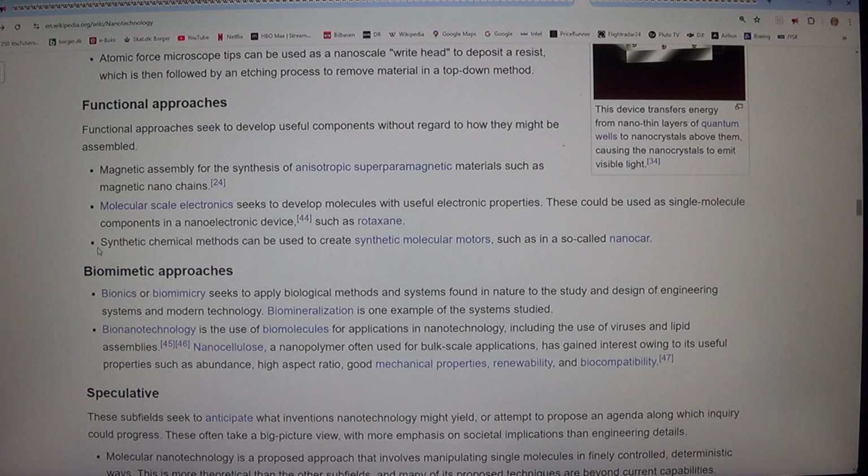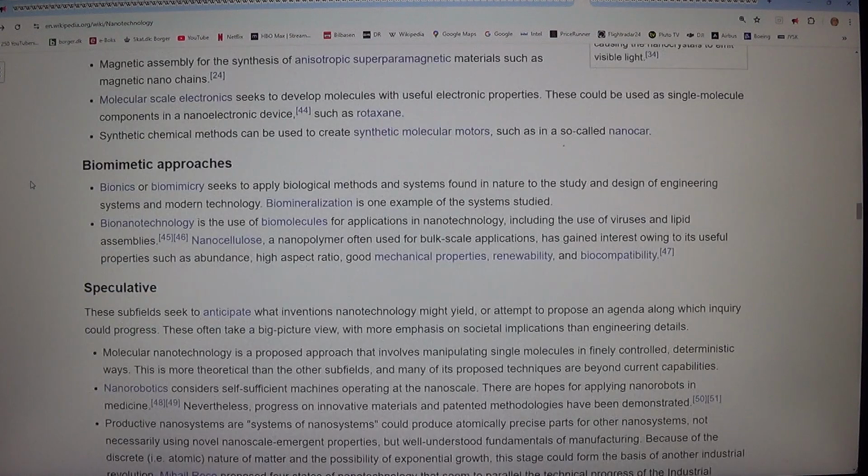Functional approaches. Functional approaches seek to develop useful components without regard to how they might be assembled. 1. Magnetic assembly for the synthesis of anisotropic superparamagnetic materials such as magnetic nanochains. 2. Molecular scale electronics seeks to develop molecules with useful electronic properties. These could be used as single molecule components in a nanoelectronic device, such as rotaxane. 3. Synthetic chemical methods can be used to create synthetic molecular motors, such as in a so-called nanocar.